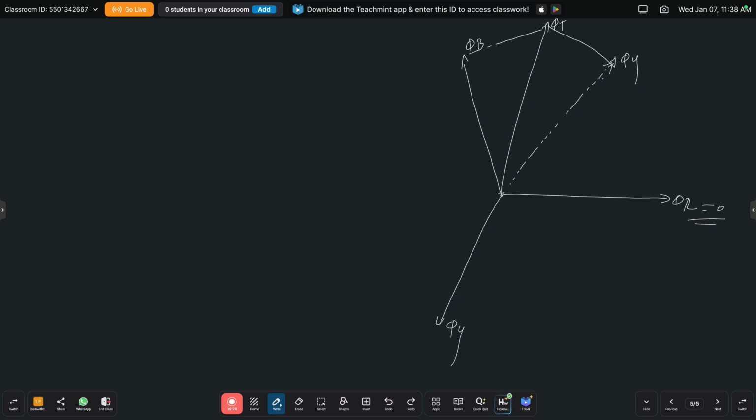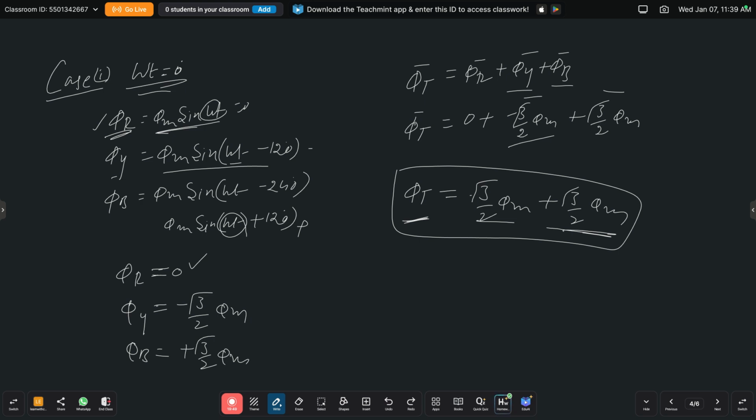Here the angle is 120, so this is 60 degrees and this is 60 degrees. Now we have to calculate the φt value, the total flux. Taking the parallelogram principle, φt is equal to the square root of: the φb value is plus root 3 by 2 into φm, and the φy value is minus root 3 by 2 into φm.